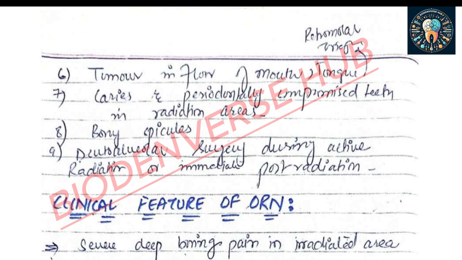At last, any dentoalveolar surgery performed during the active radiation therapy or immediately post-radiation. Which means that if such kind of surgery, that is the dentoalveolar surgery, is to be planned and performed, it should be carried out before the starting of the radiation or radiotherapy. It shouldn't be carried out during the active radiation therapy or immediately after the radiotherapy. So these were some important risk factors.